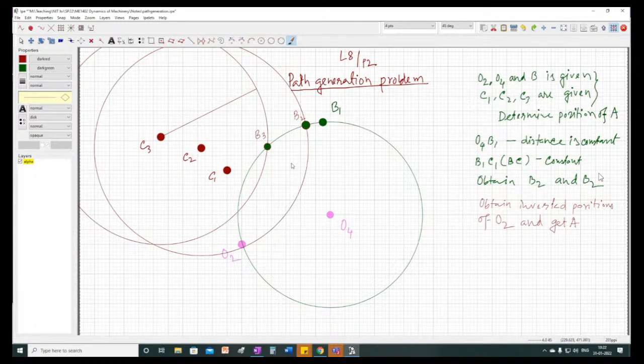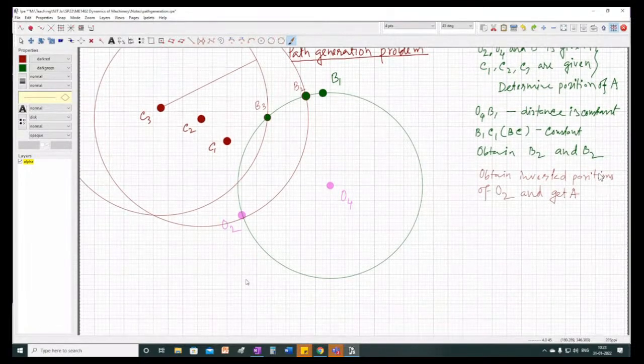Because A point has to, means, O2 is the center with respect to which A point is rotating, right? Then for the inverted position, O2 point is rotating with respect to point A. Is it fine? Yes, sir.